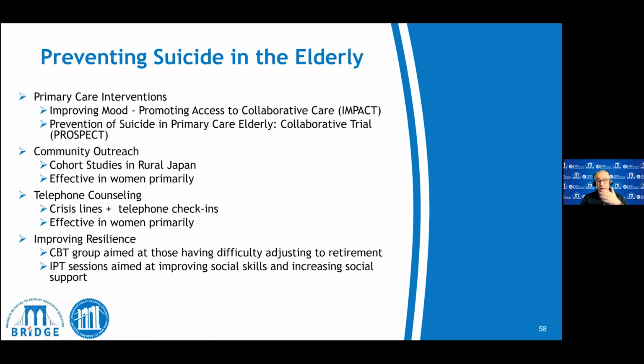And so there are primary care interventions for preventing suicide in the elderly, including the IMPACT trial, the PROSPECT trial, programs of community outreach, which were shown to be quite effective in a cohort study in rural Japan, telephone counseling, and resilience-focused methods like CBT group therapy and interpersonal therapy.